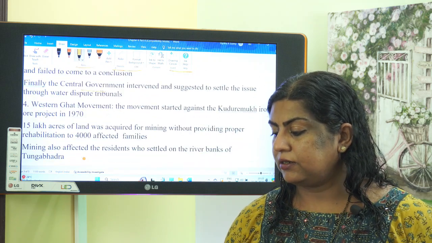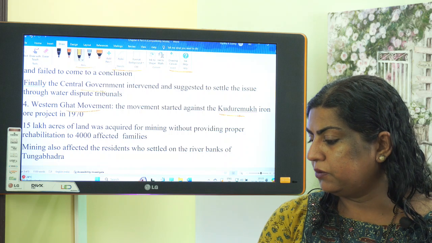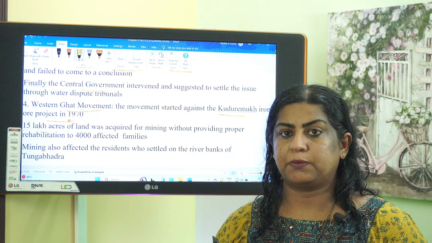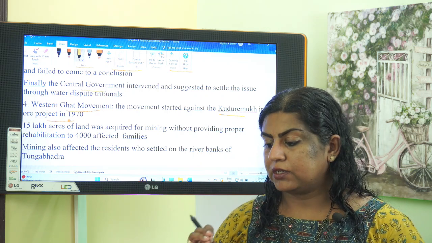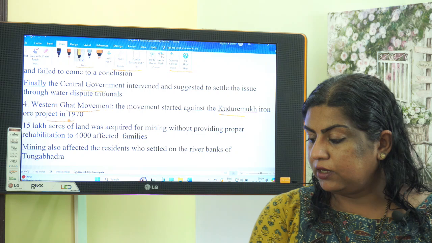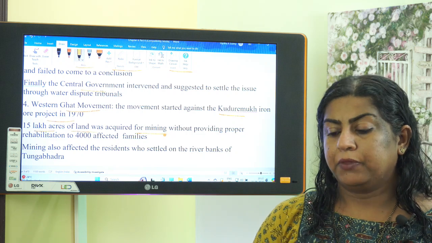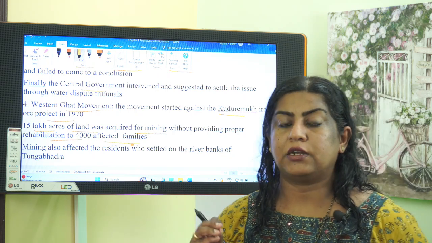Next is the Western Ghats movement, which started against the Kudremukh iron ore project in 1970. Here 15 lakh acres of land was acquired for mining without providing proper rehabilitation for 4,000 affected families.